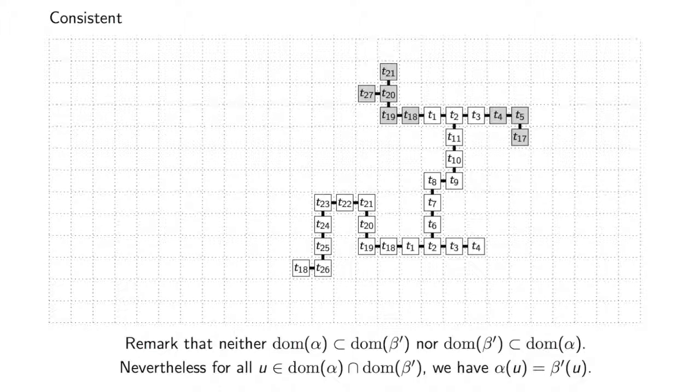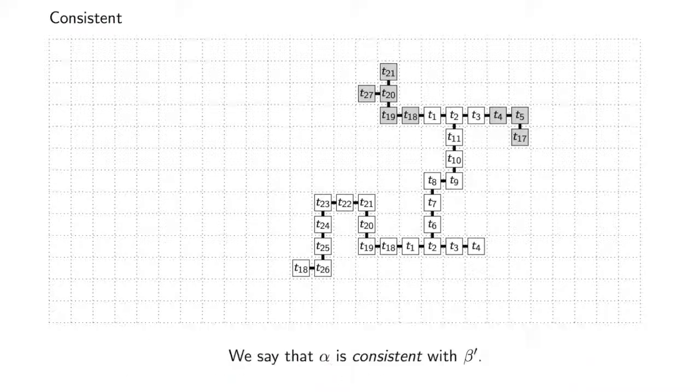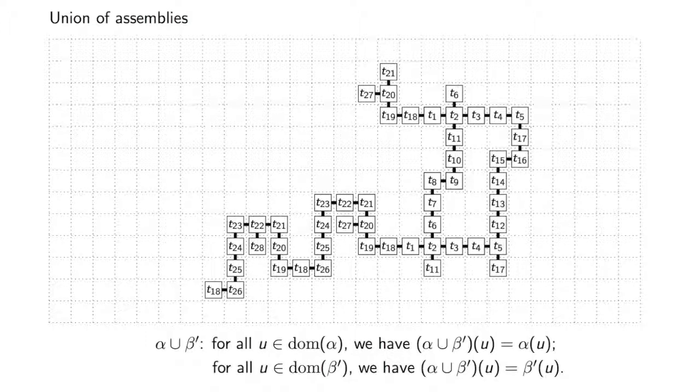Secondly, beta prime is no more a subassembly of alpha. Nevertheless, for any position common to the domain of beta prime and alpha, both assemblies put the same tile on this position. In this case, we say that beta prime and alpha are consistent. If two assemblies are consistent, then it's possible to make the union of these two assemblies.